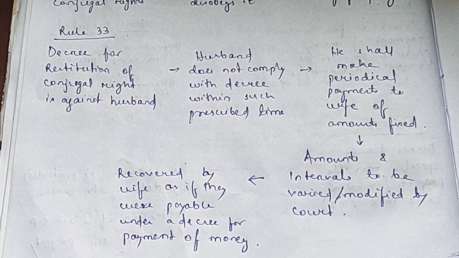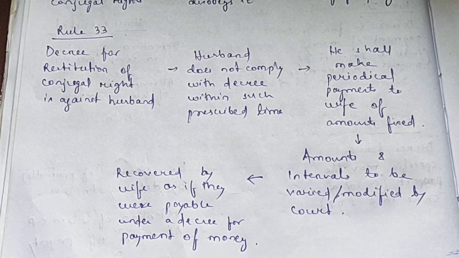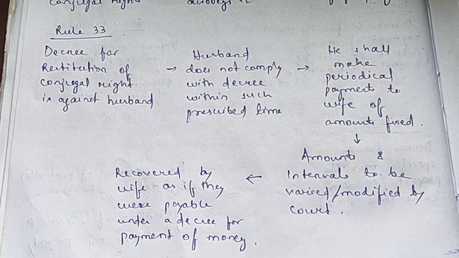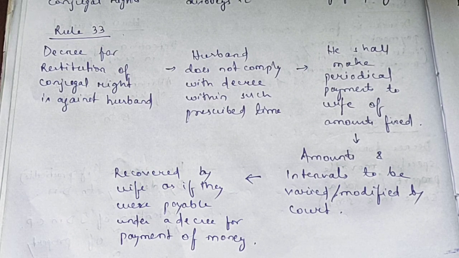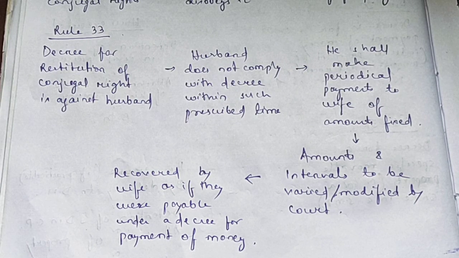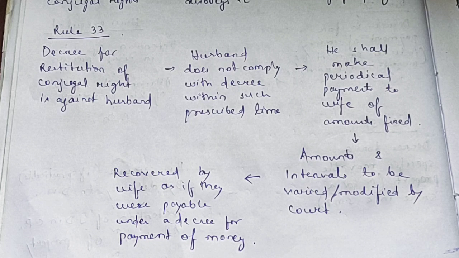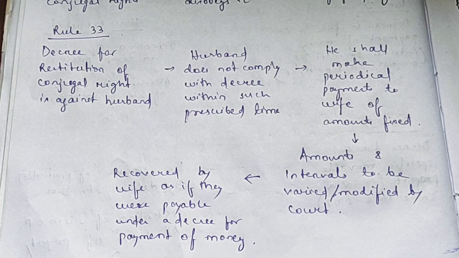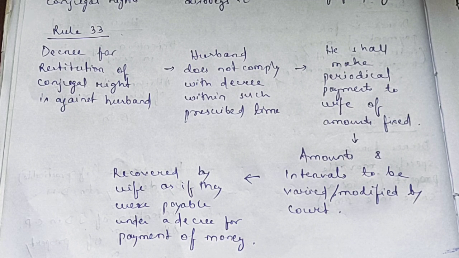Then Rule 33. If the decree for restitution of conjugal rights is against the husband and the husband does not comply with the decree within such prescribed time, then he shall make periodical payments to the wife of amounts fixed by the court. Then the amounts and intervals may be varied or modified by the court, and it must be recovered by the wife as if they were payable under a decree for payment of money. It is simplified as such.